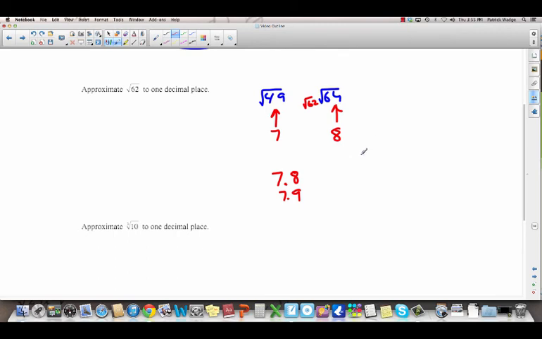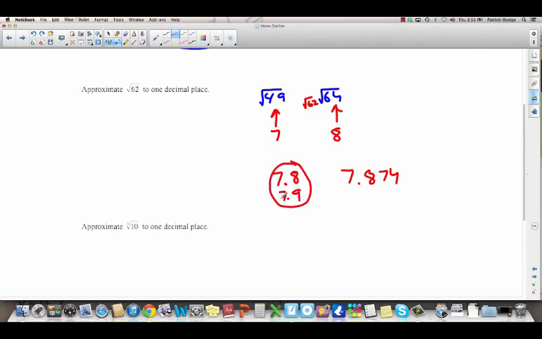If you want to know what it is exactly, put it in your calculator and you'll get something like 7.874. And is even that exact? No, remember, these are all irrational numbers. This is just an approximation. But you can see it's 7.874, which rounds to 7.9. Either one of these would be a great answer.